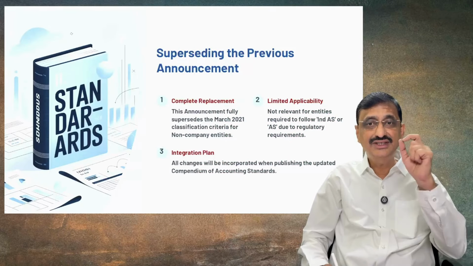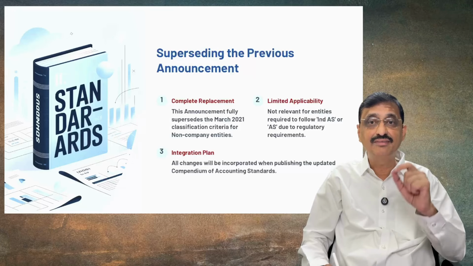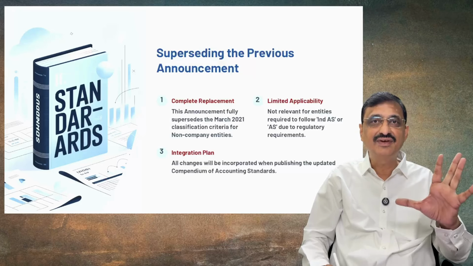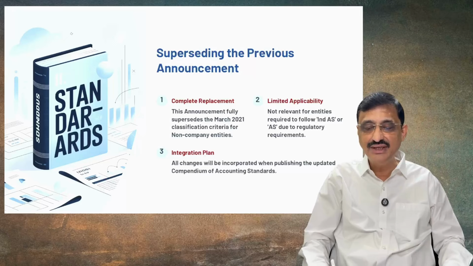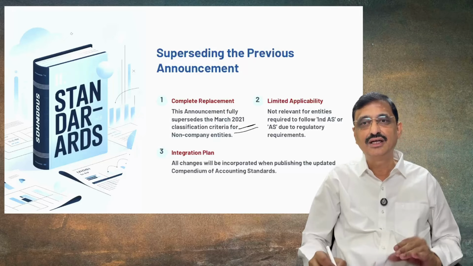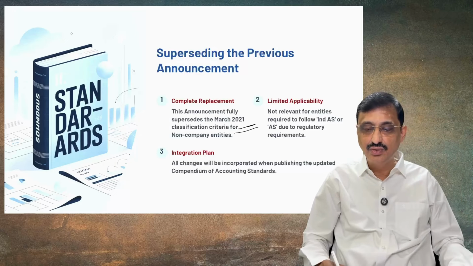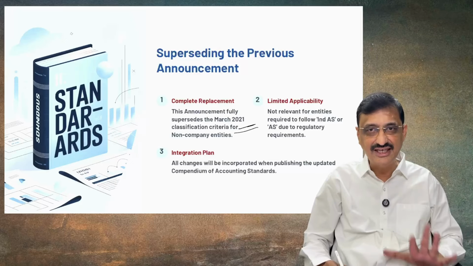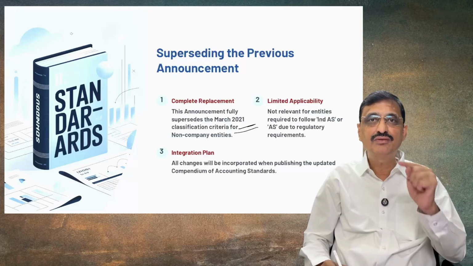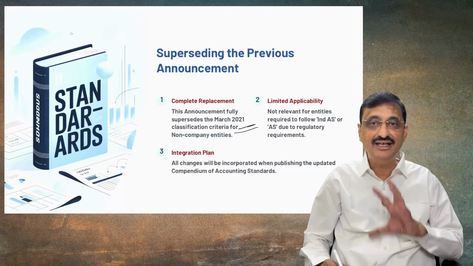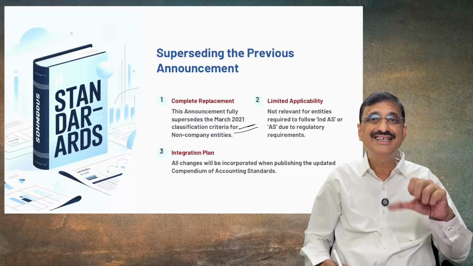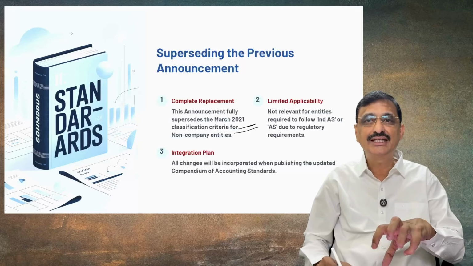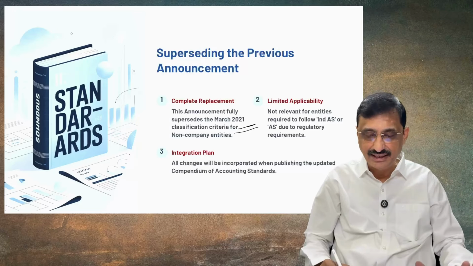Next, this announcement which has come in the month of August 2024 will supersede the previous announcement classifying the non-corporate entities. The previous announcement came in March 2021. Now this new announcement will supersede the old announcement. Also, this classification criteria and applicability of accounting standards will not be applicable in respect of those entities which, because of statutory requirements, are required to comply with the Ind AS or AS. For those non-corporate entities, this announcement or this criteria is not applicable.